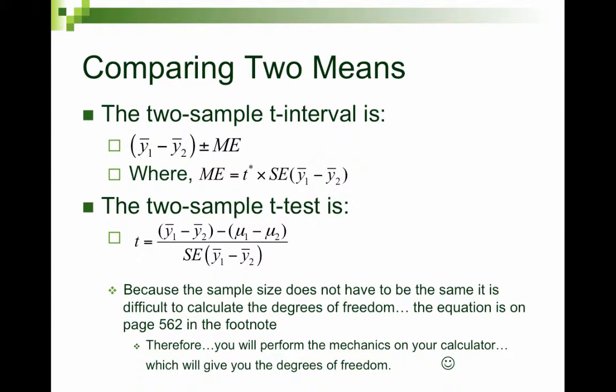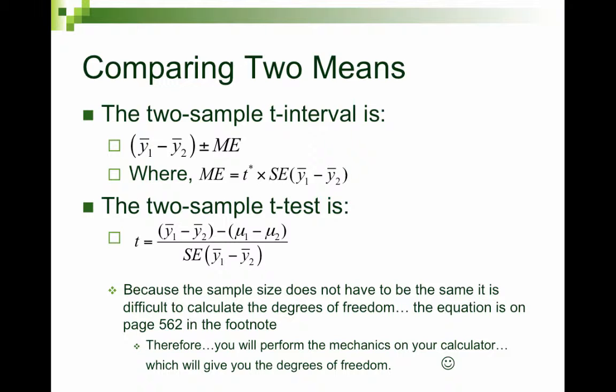The tricky part here is with our degrees of freedom. Because the sample size does not have to be the same for both samples, it's really difficult to calculate the degrees of freedom. There is an equation. It is possible to do it, and this equation is found on page 562, and it's in a footnote because even the book doesn't expect you to actually calculate it, because again, it's a really complicated formula. It's not given to you. You'll never use it. So we still are going to have to know what our degrees of freedom are.